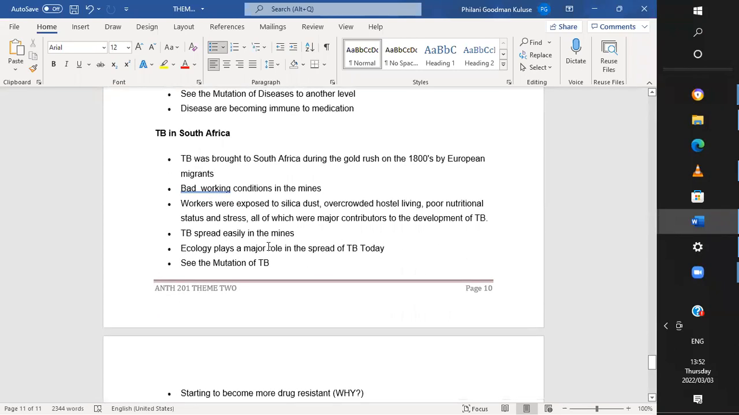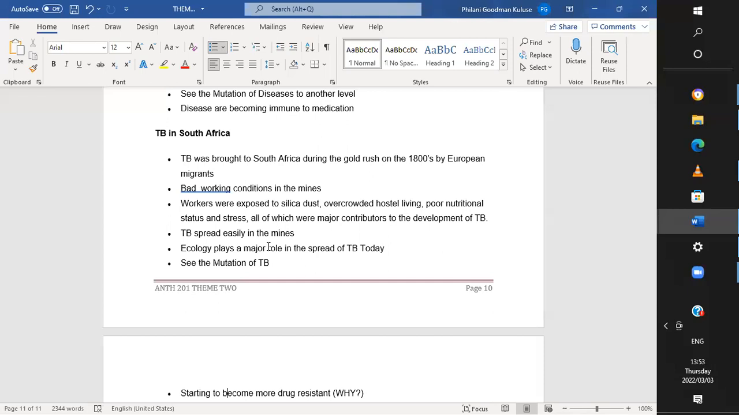So TB in South Africa, you need to understand the history of TB to understand the cultural, the biological, and the environmental aspects of TB, or causes of illness, such as TB, on the people. Okay, TB was brought to South Africa during the gold rush in the 1800s, where European migrants came down. They came here under bad working conditions.